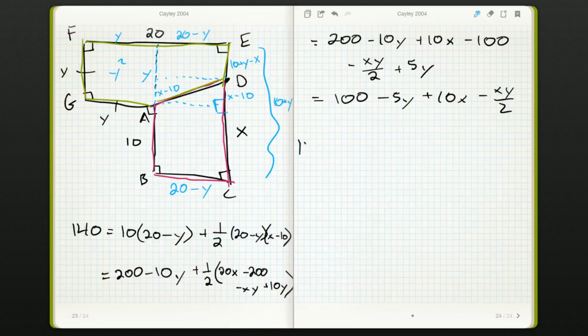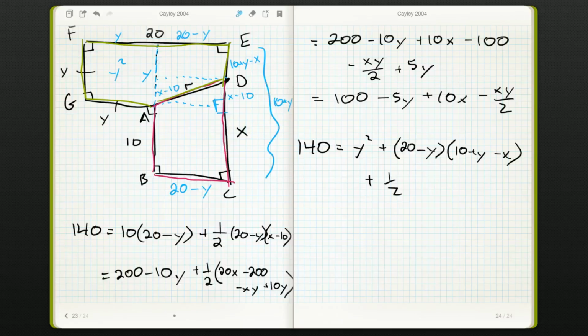So we'll say 140. Actually, one thing we could do is equate these final equations. That might not be a bad idea. We'll get y squared plus, now the rectangle, 20 minus y times 10 plus y minus x. And then plus half the triangle. So actually, these two halves cancel each other out.